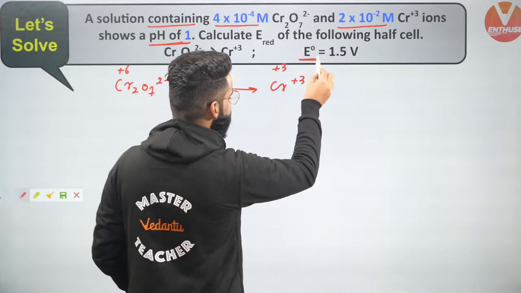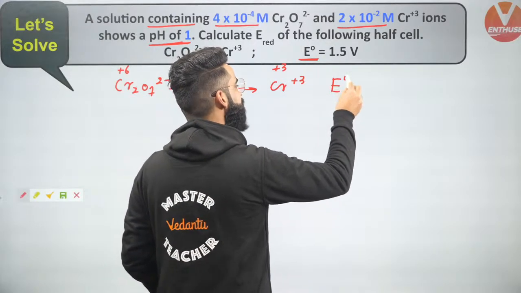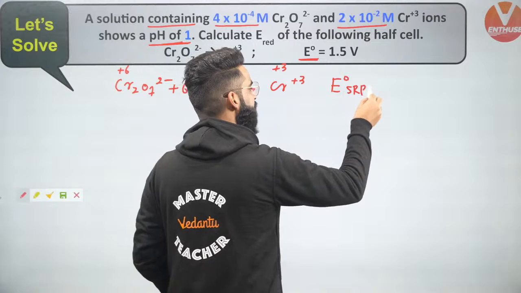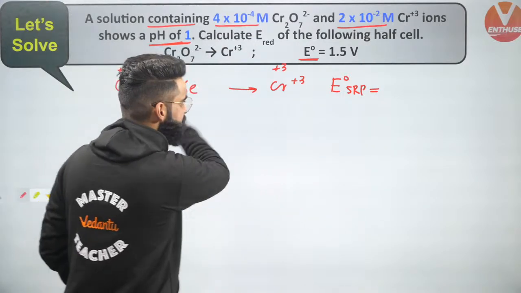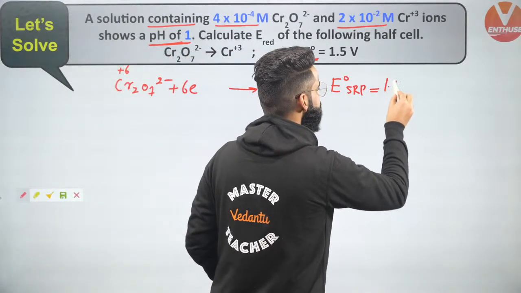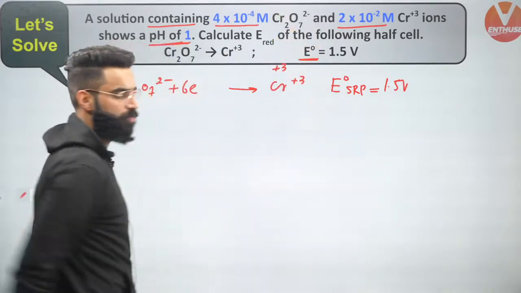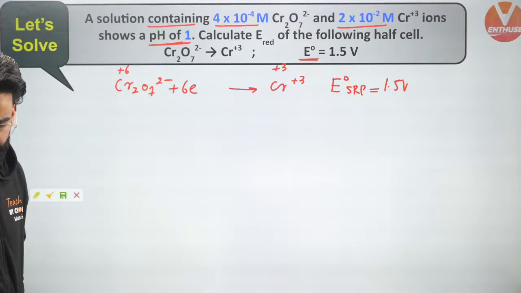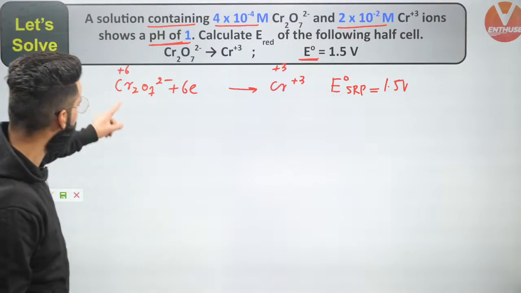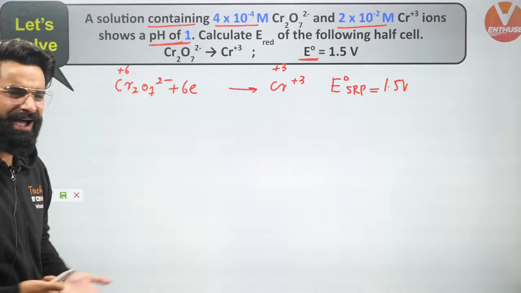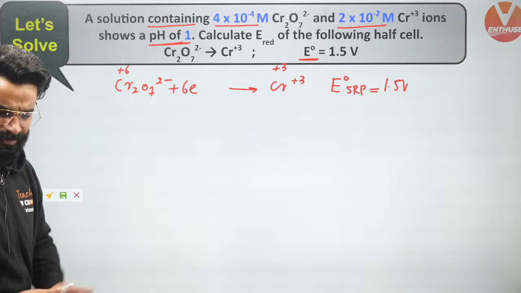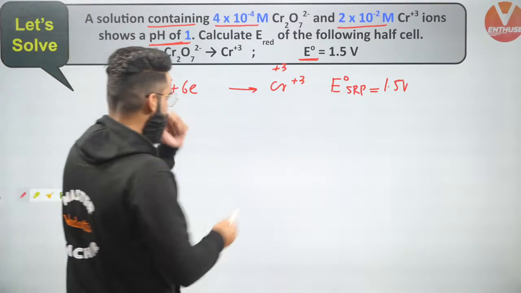This E0 is the standard reduction potential value of the electrode whose cell reaction is this one, given to us as 1.5 volts. Now guys, if I ask you, is the reaction balanced or not? What do you think? I think the reaction is not balanced. So let's try to balance it first.